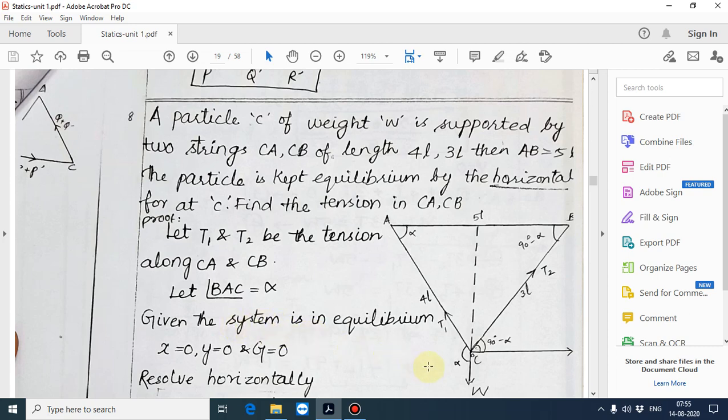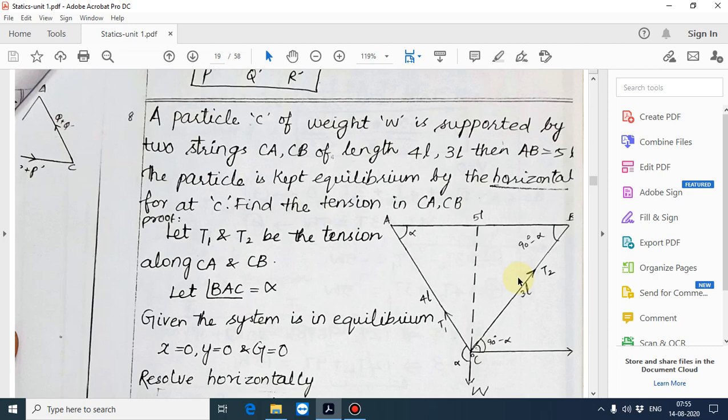Here you are marking the angle as alpha, and here 90 minus alpha. The angle is 90 degrees. If you mark alpha as the whole angle, then here you will get the angle 90 minus alpha for C, and for B also 90 minus alpha. Given the system is in equilibrium.